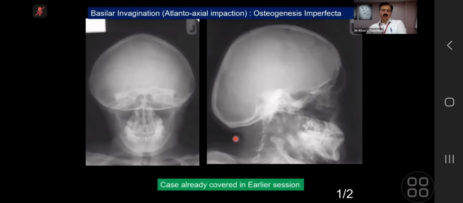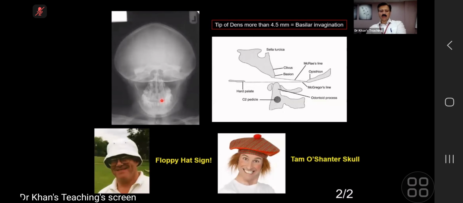Look at this case. I showed you this case, a beautiful case. It has come in the exam. And here what is happening? This patient has got osteogenesis imperfecta. And there is invagination of this cervical spine superiorly into the foramen magnum. And there is bulging of the temporal bone and the occipital bone. Very unique appearance. And this patient also had stigmata on other bones.